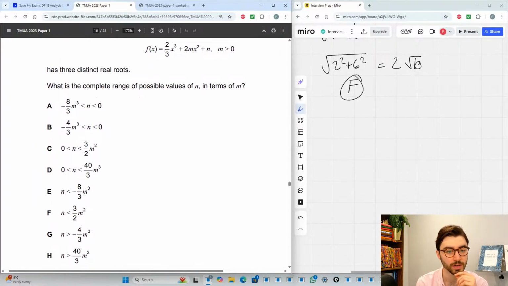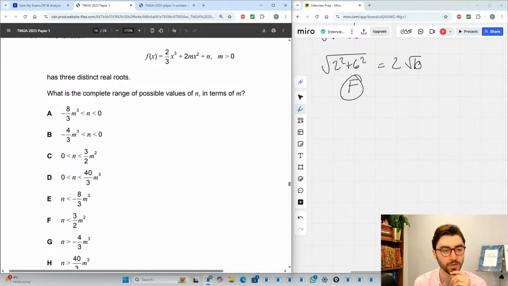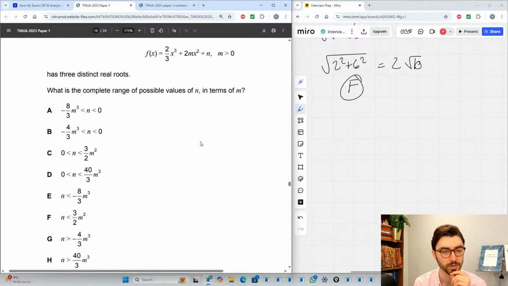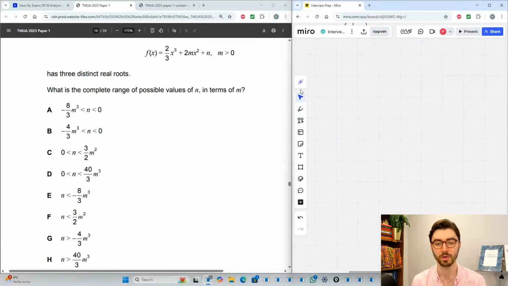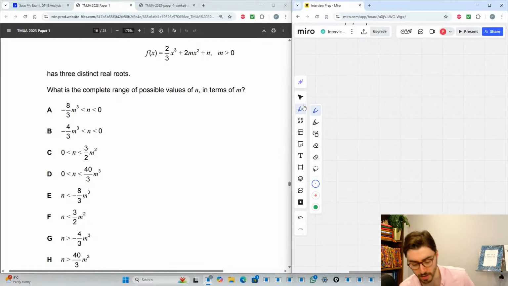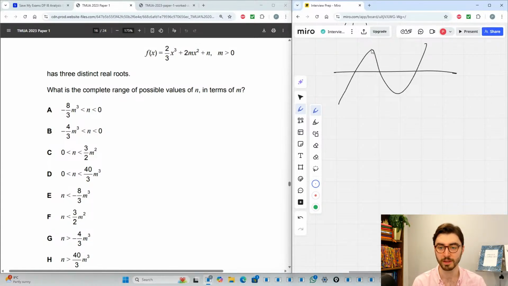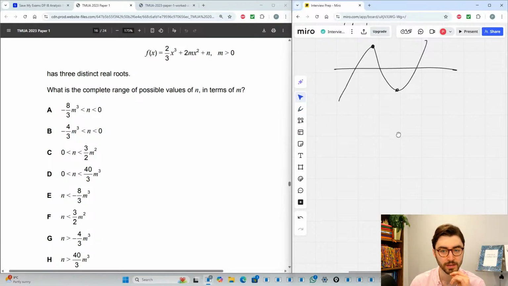So we have this function, 3 distinct real roots. What is the complete range of possible values of n in terms of m given 3 distinct real roots? Interesting. So okay, I know how to do that for a cubic. To get the number of roots of anything that's not a quadratic, you have to plot it on a graph and make sure that the maximum and minimum are on either side of the x-axis, by which I mean this is a positive x cubed. So I know it's going to have to do something like this, where this maximum is positive and this minimum is negative. So let me find the turning points.